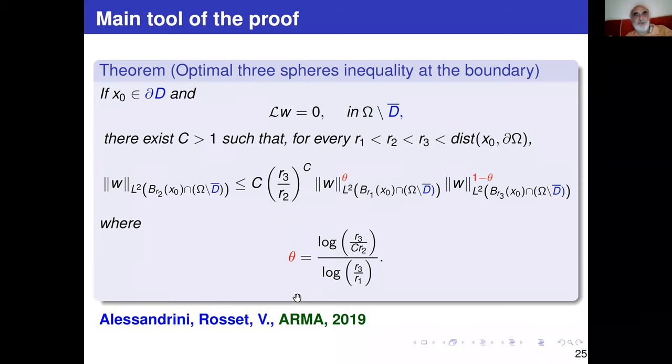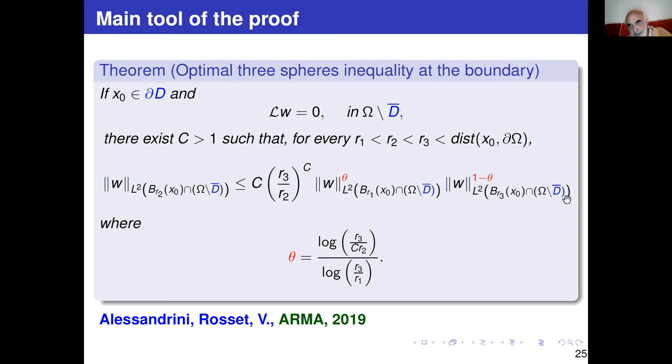The main tool of the proof, as I said before, is this theorem: the optimal three spheres inequality at the boundary, proved by Alessandrini and myself in 2019. This theorem says that if X0 is a point of the boundary of D, and W is the solution of the Kirchhoff plate equation in omega minus D, then W satisfies this inequality.